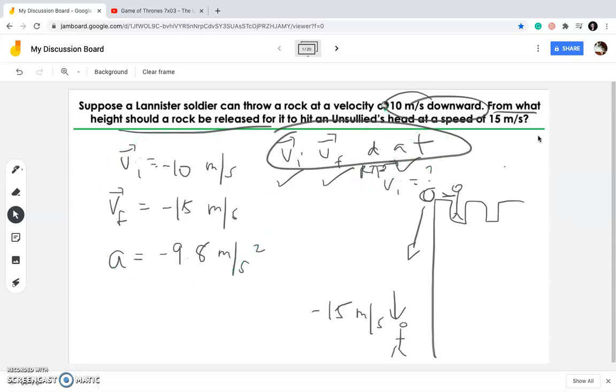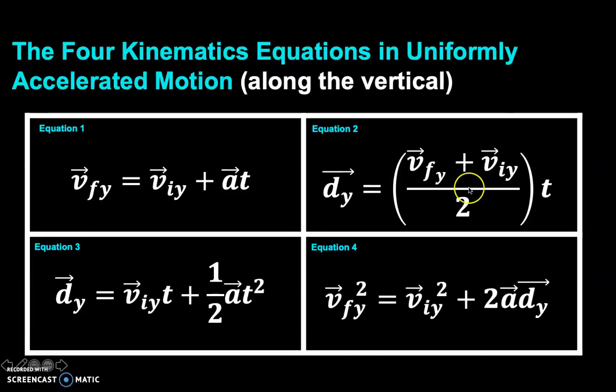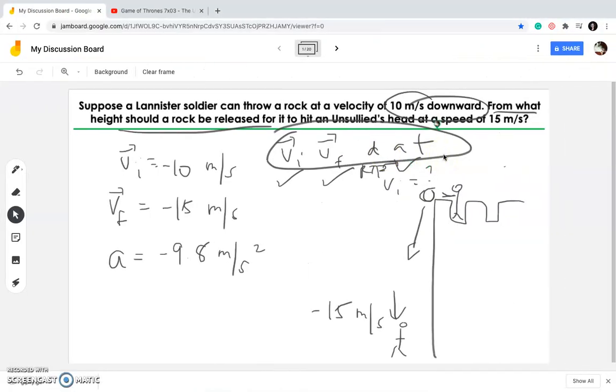But what does it imply? If time is the missing variable, we have to pick the equation that does not contain time, and that's equation 4. So let's write that down. Our equation would be vf squared equals vi squared plus 2ad. Once again, we're picking this equation because it does not contain the missing variable in the problem, which is time.